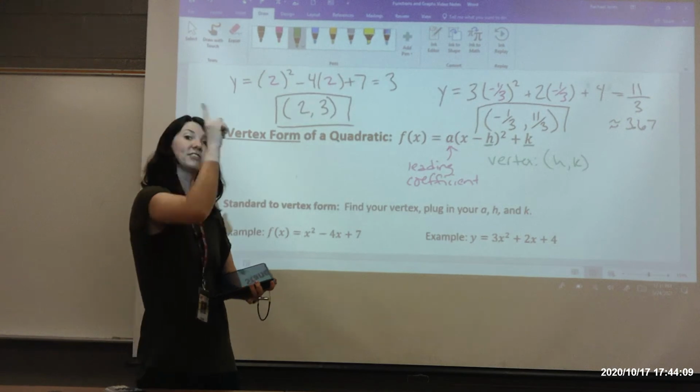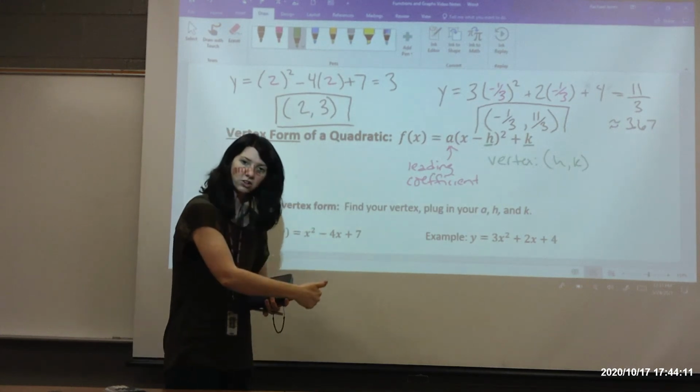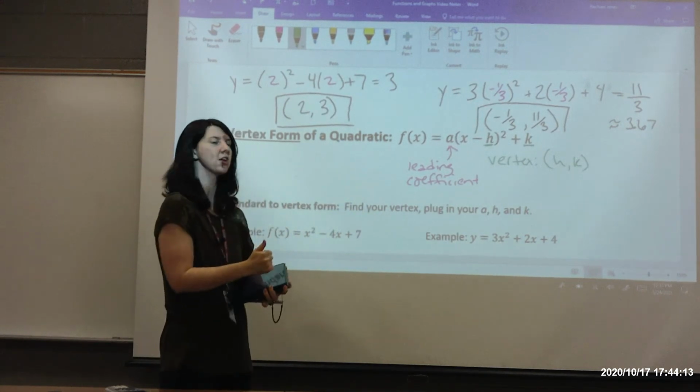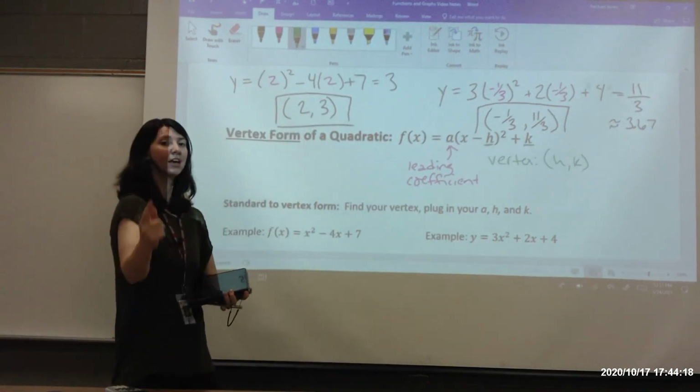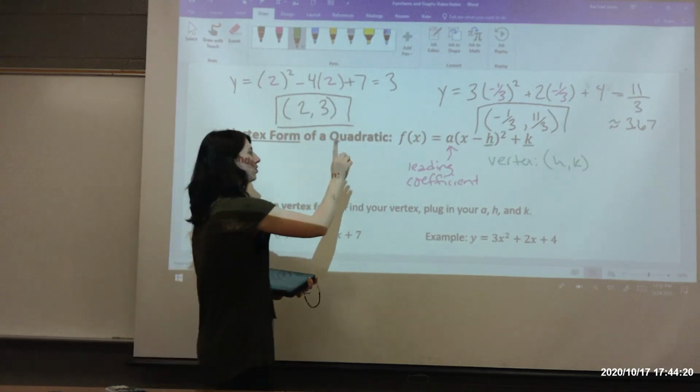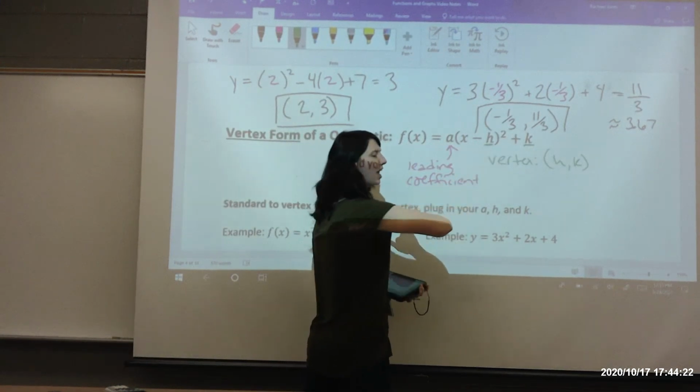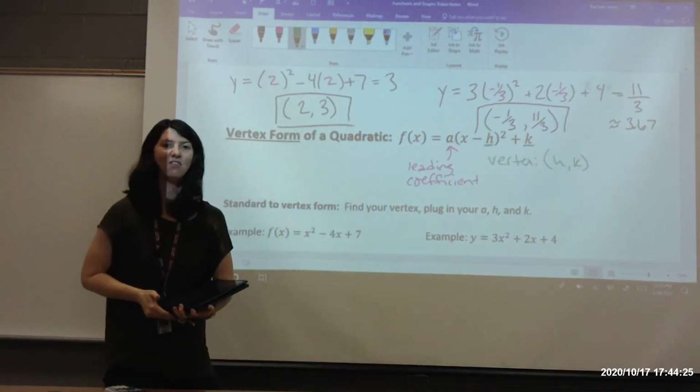Just like if you're in standard form, you could find your y-intercept immediately. We could just look at the c value. In vertex form, we can just find h and k. Okay? And what that also means is if you know your a, you know your h, you know your k, you can write your equation in vertex form.